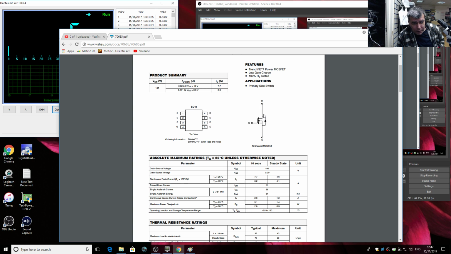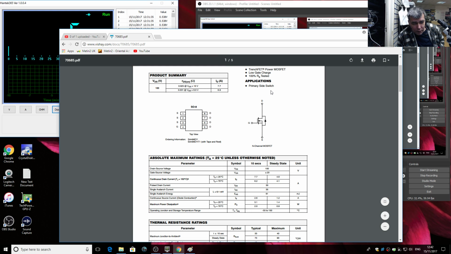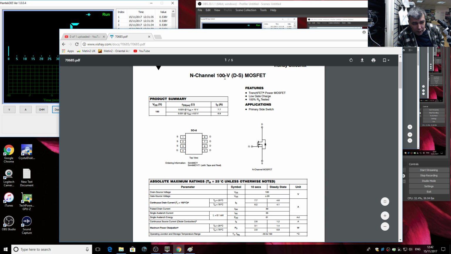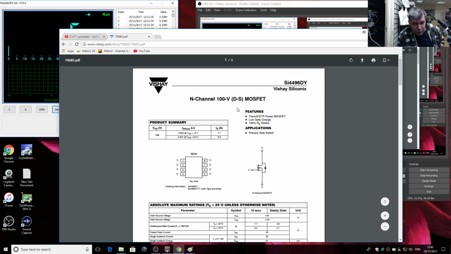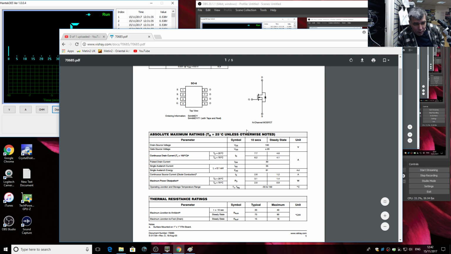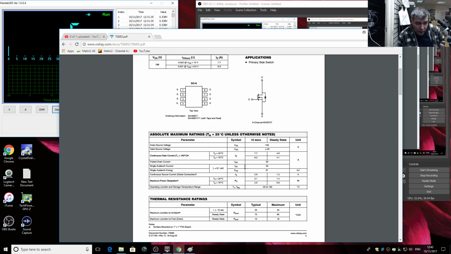It also has a diode, low gate charge, N channel, up to 100 volts. Drain source voltage 100. Gate source plus minus 20, so the voltage on the gate can be 20 volts. Current, 30 amps. That's unbelievable for something like that.